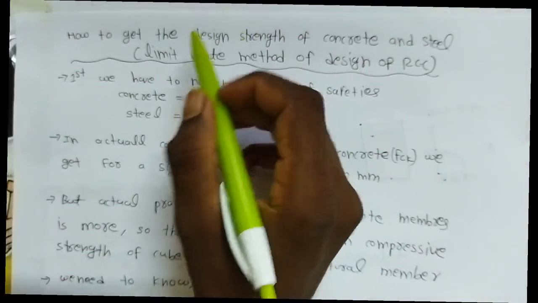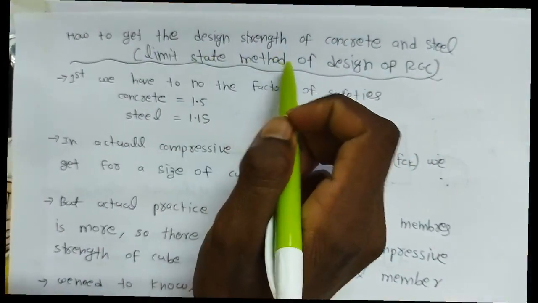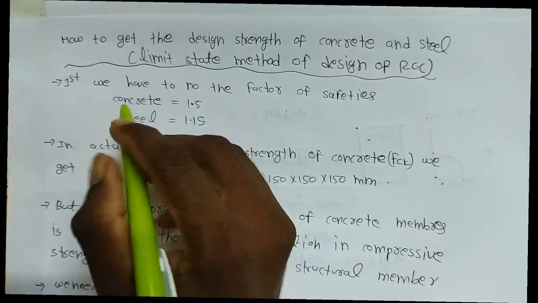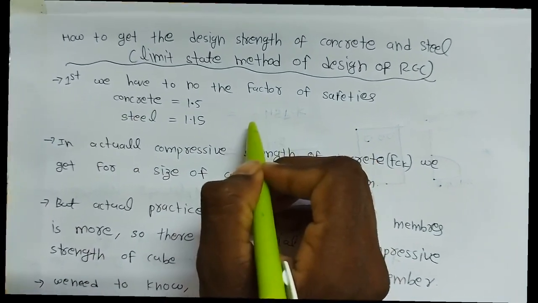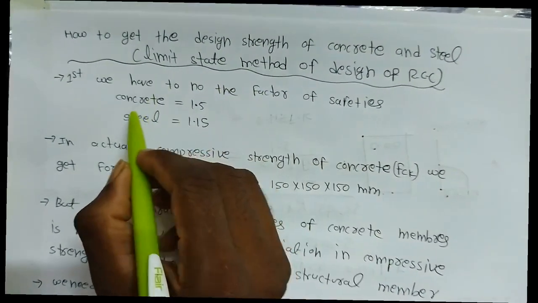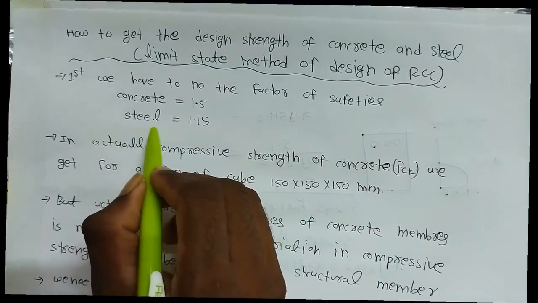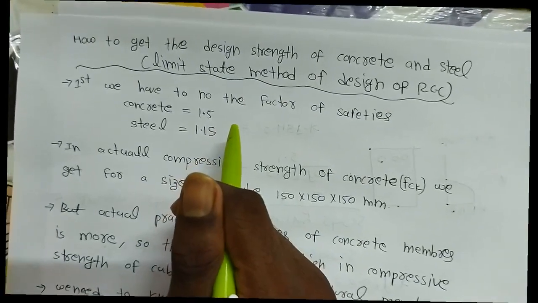Hi friends, today I am going to explain how to get the design strength of concrete and steel in the limit state method of RCC design. So first we have to know the factors of safety for concrete and steel in the limit state method. The factor of safety for concrete is 1.5 and the factor of safety for steel is 1.15. We have to take these values in the limit state method of RCC design.